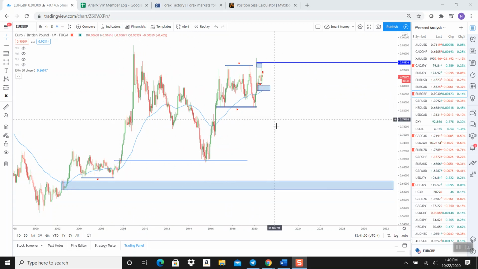Now, I'm not saying that we're going to come all the way back down here and test this demand. I'll go over potentially the reason for that, and maybe if we can find a short sell into this level. But we are still in a bullish market.